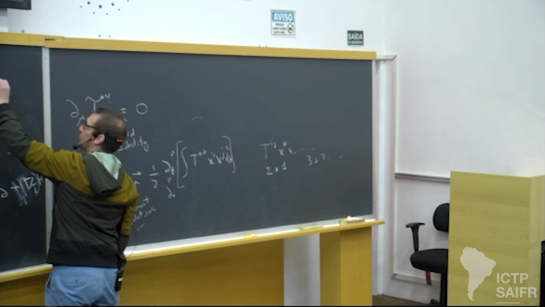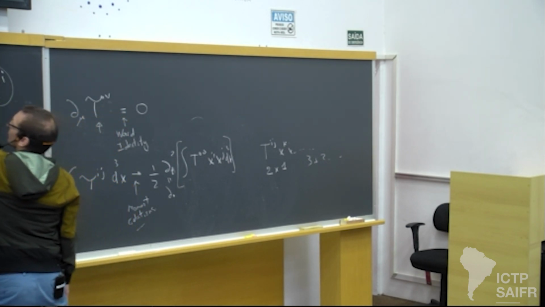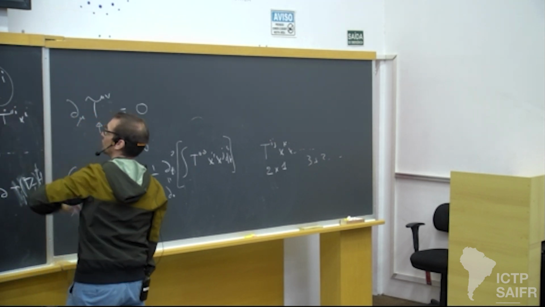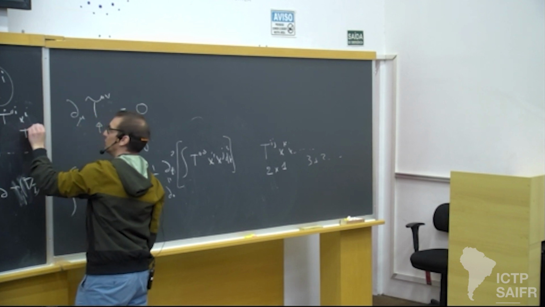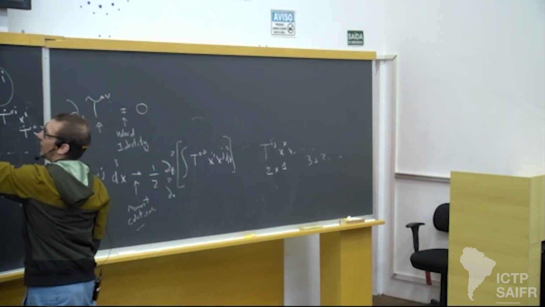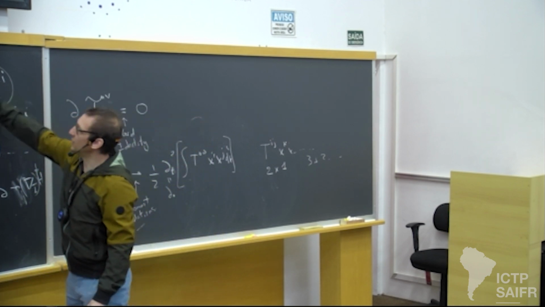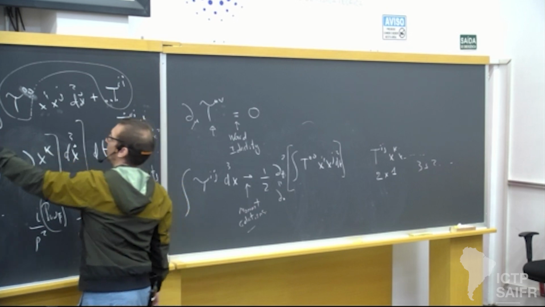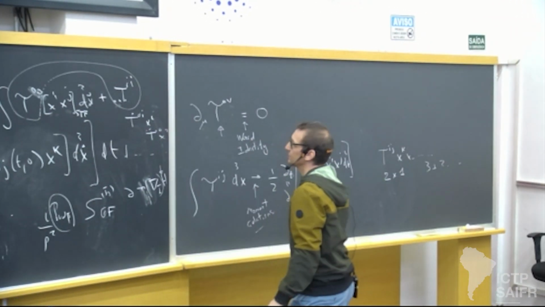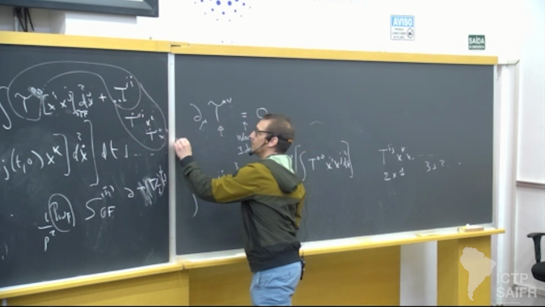For example, you get a term which goes like TII plus TII. Then you start getting something like T0I xi dot or T00 dot dot x square. Everything times xi xj. So all of this times xi xj, which is symmetric trace-free, so this is symmetric trace-free. Plus these guys. And dot, dot, dot.